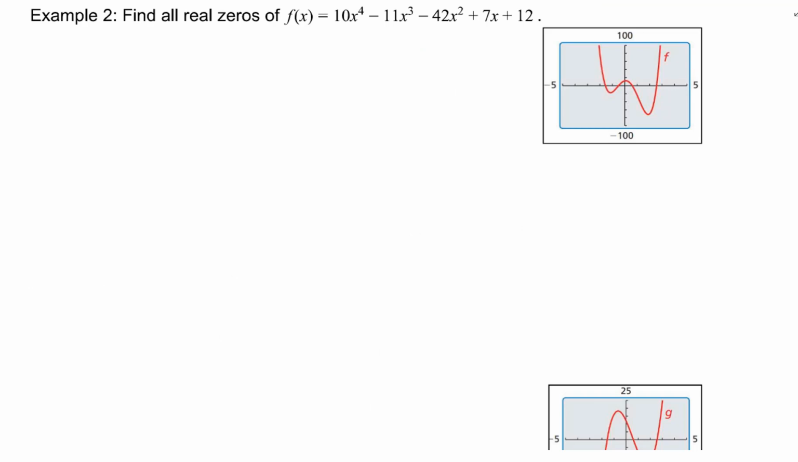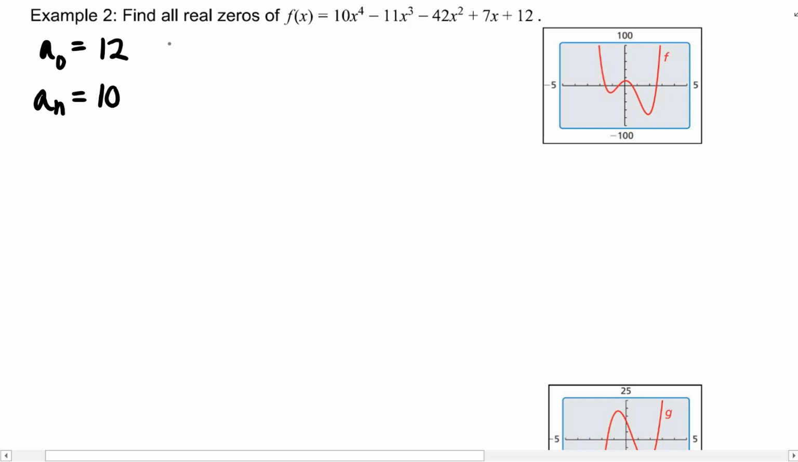Find all real zeros of f of x equals 10x to the 4th minus 11x cubed minus 42x squared plus 7x plus 12. The first thing is I don't actually know how to factor something that has 5 terms in it, so that's why the rational zeros test will narrow down your possibilities. So a sub 0 is 12, a sub n is 10. P would be the factors of 12, and Q would be the factors of 10. Do not forget to include all the plus or minus possibilities.